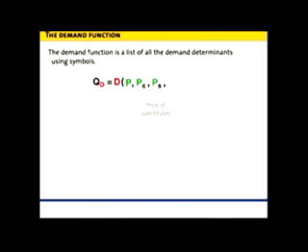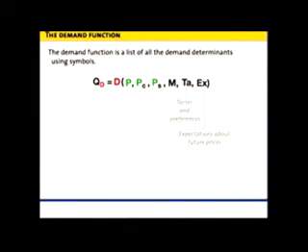The next factor is income, and the effect of income depends on whether the good is a normal good or an inferior good. For a normal good, more income leads to more quantity demanded, ceteris paribus. For an inferior good, more income leads to a lower quantity demanded, ceteris paribus. The other variables that influence people's behavior are tastes and preferences and the expectation of what the price is going to be in the future.